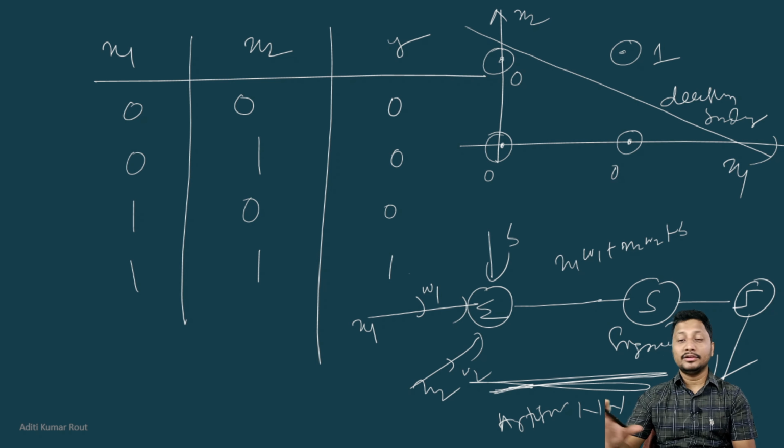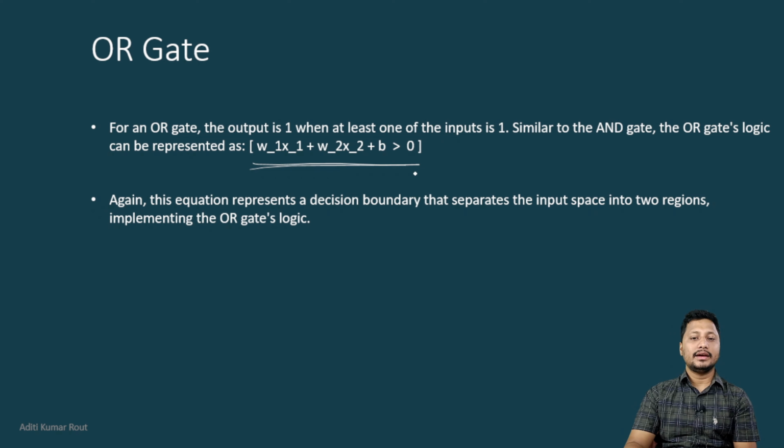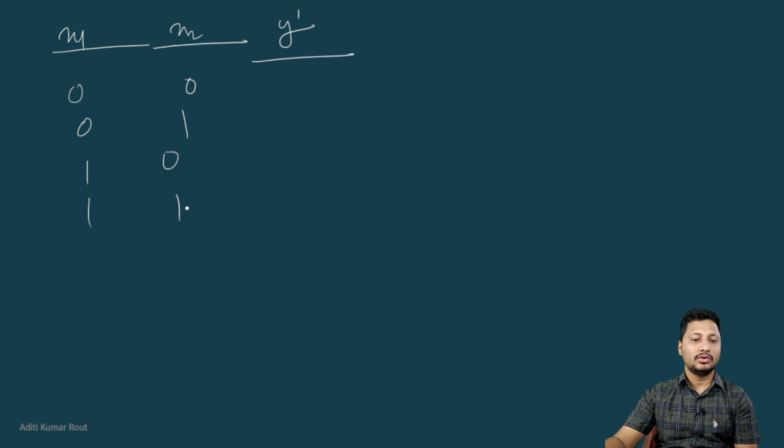This is basically specific to your AND gate. If I am talking about the OR gate, in a similar way, the decision boundary equation is W1 x1 plus W2 x2 plus B greater than 0. Geometrically, let's say here it's x1, here x2, and y hat is your output for this particular gate. Here 0 0, 0 1, 1 0, 1 1. So here you will get 1 here and 0.